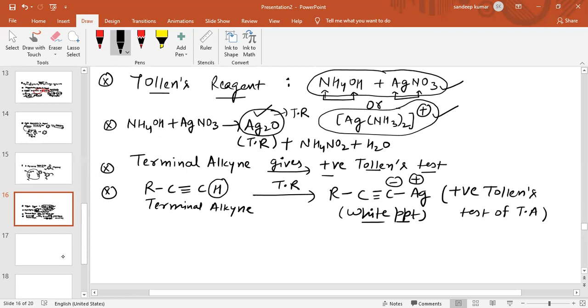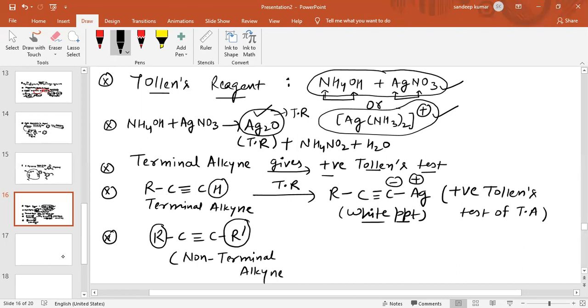Now see, if a compound is given like this, I am giving you RC triple bond C R dash. Now there is no acidic hydrogen because on one carbon it is an R group and on the other it is also an R group. So no hydrogen. So we will say this is a non-terminal alkyne. And when we add Tollens reagent to this, it will give a negative test.